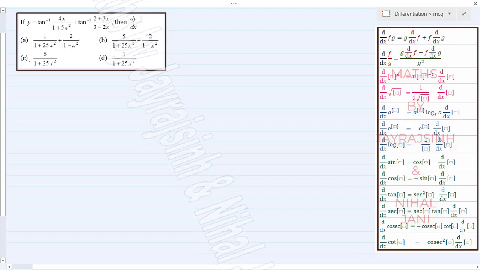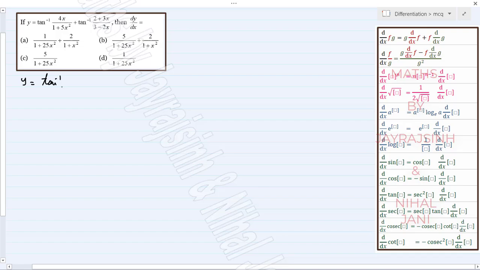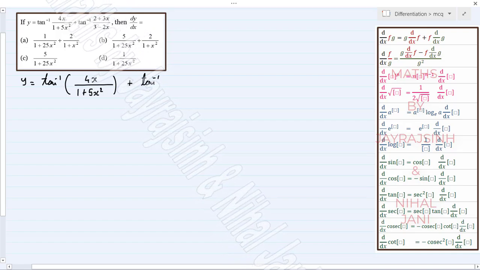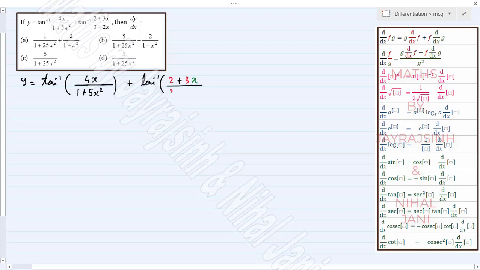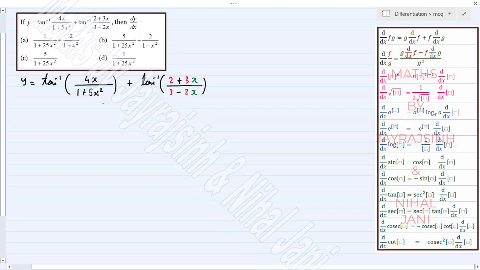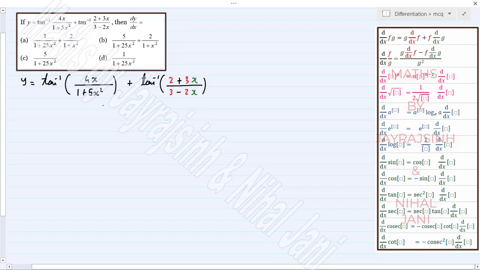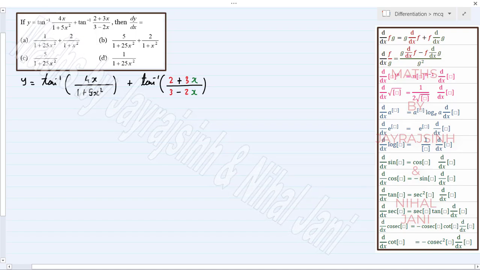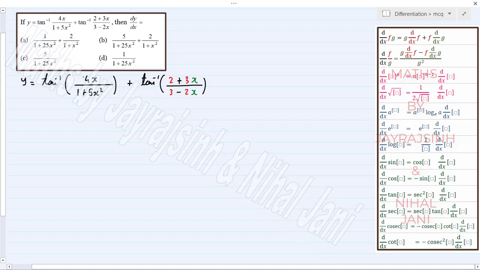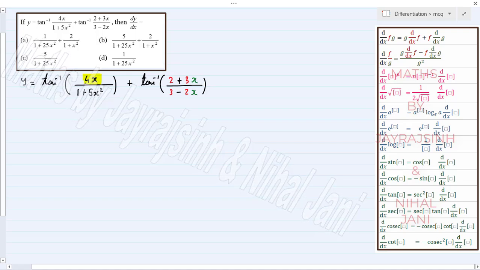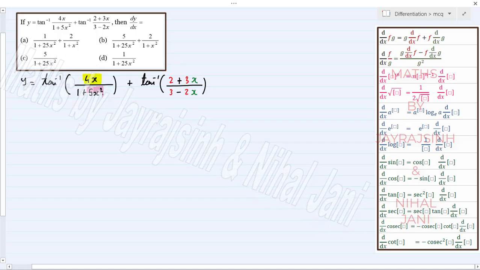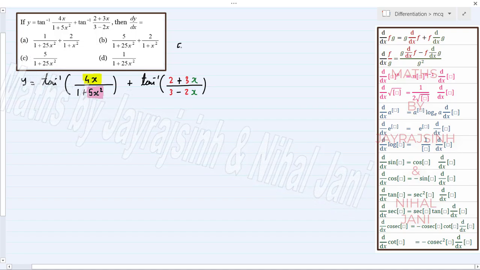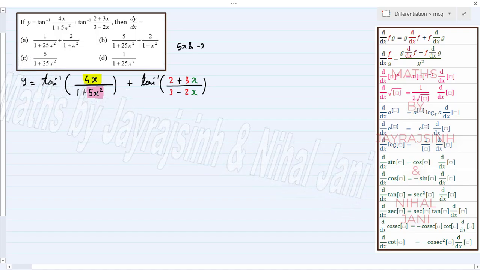In this question, we have y is equal to tan inverse of 4x upon 1 plus 5x square, plus tan inverse of 2 plus 3x upon 3 minus 2x. Then we have to find out dy by dx. Now, before we go for differentiation, we have to simplify these terms. In the first term, we need 2 numbers having summation equal to 4x and product equal to 5x square. Those 2 numbers are 5x and minus x.